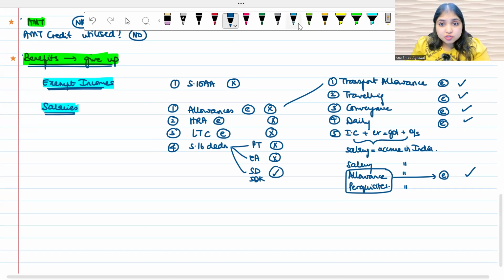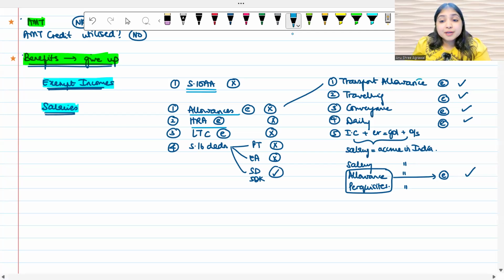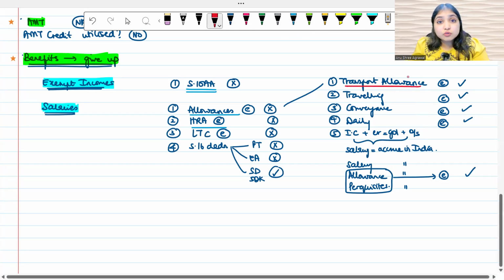So under the exempt incomes chapter, the section 10AA deduction you will not get. Under the salaries chapter, allowances, whatever exemption you enjoy, HRA, you will not get those exemptions anymore. But these five allowances, you will continue to get the exemption. Transport allowance, 3,200 per month exemption for blind, deaf, dumb, and orthopedically handicapped employees, you will continue to enjoy. Traveling allowance, conveyance allowance, daily allowance, whatever you've incurred for official purposes, you will continue to enjoy the exemption. Then foreign allowances and perquisites of Indian citizens working outside India for the government of India, that exemption you will continue to enjoy.